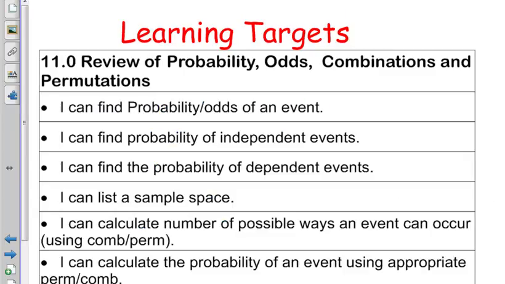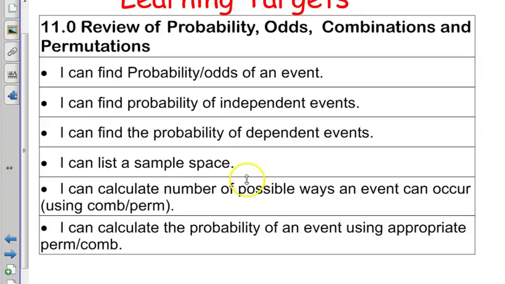The learning targets include finding probability, finding odds, finding probability of both independent and dependent events. In other words, like with replacement and without replacement, that kind of thing. It says I can list a sample space, which would be like if I said I'm going to roll a die, the sample space would be the numbers 1, 2, 3, 4, 5, 6. Okay, it's not real complicated. But I don't think I put the sample space question on the quiz anyway.